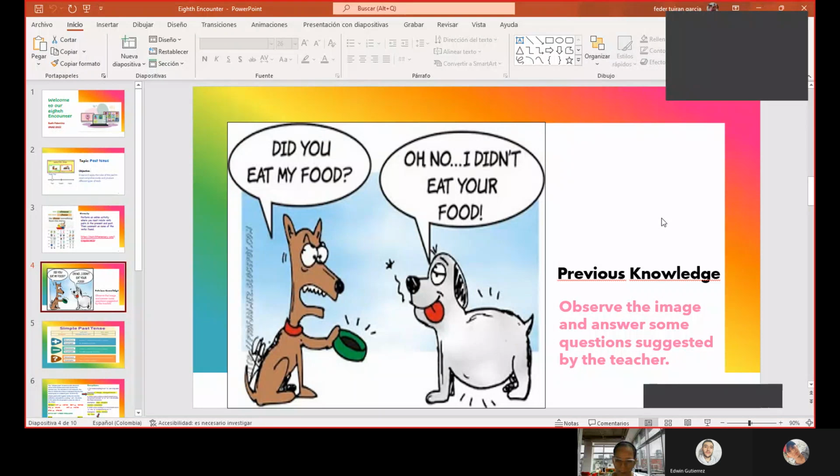The great dog did eat the food of the other dog because he has a full stomach. Yes, his belly is big. Okay. And what happened with the brown dog? What happened, Anwar, with the brown dog? He's angry.